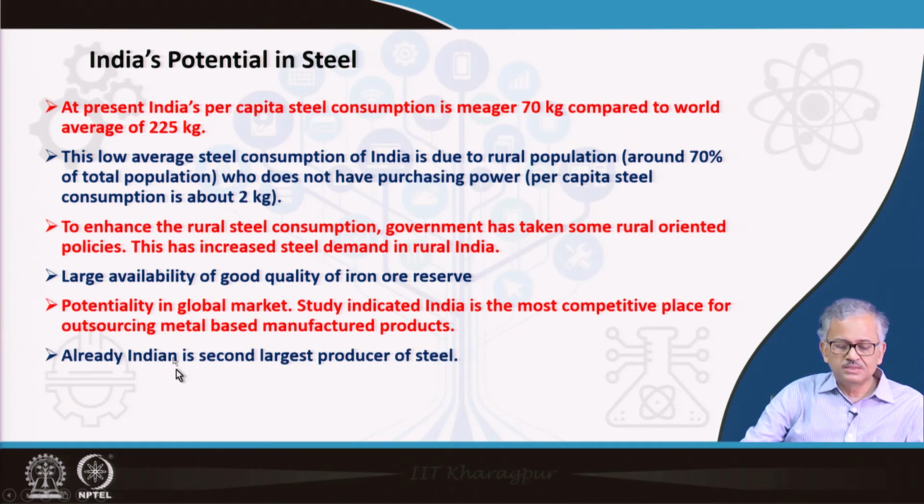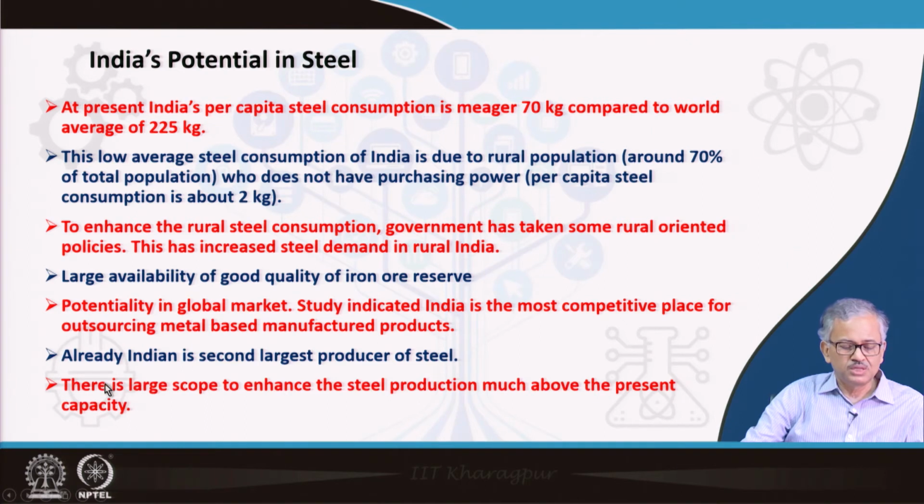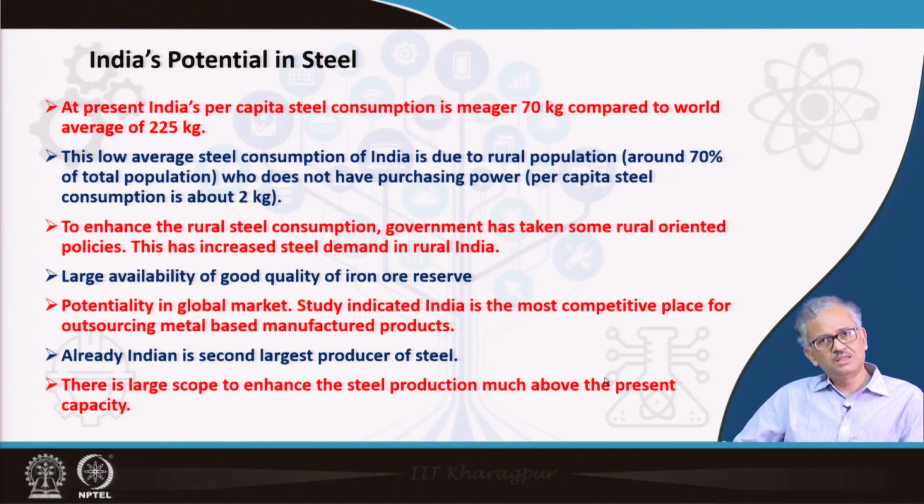And already India is the second largest producer of steel. So there is a large scope to enhance steel production much above the present level. The government has targeted 300 million tons by 2025. Soon we should reach the 200 million ton target, then 300, and then we have scope to go to 1000 million tons also. If China can produce it, we can also produce at least 500 million tons. Okay.